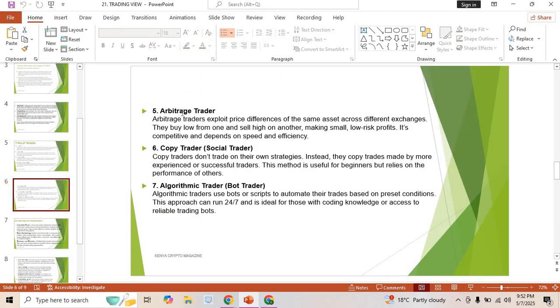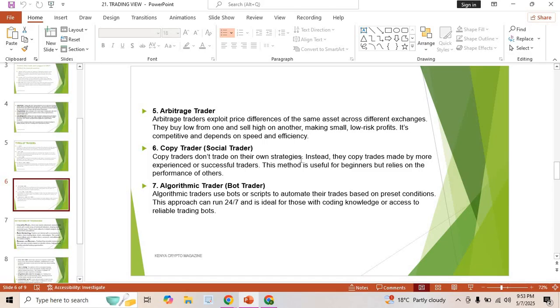We have the arbitrage trader. We looked at arbitrage trading, and we said that this is basically exploiting price differences from one exchange to another. We have a copy trader. This is a social trader. Copy traders don't trade on their own strategies. Instead, they copy trades made by more experienced or successful traders. This method is useful for beginners but relies on the performance of others.